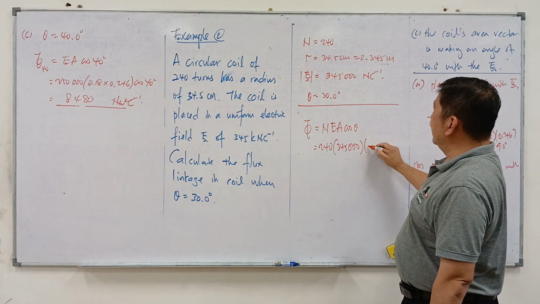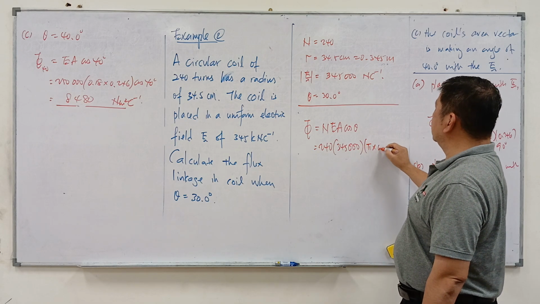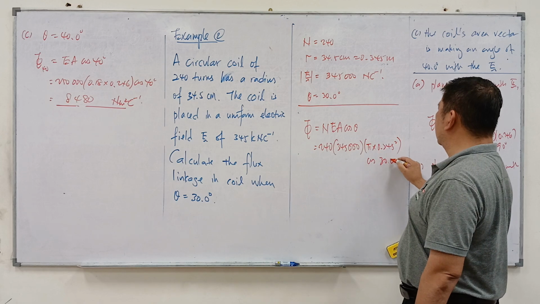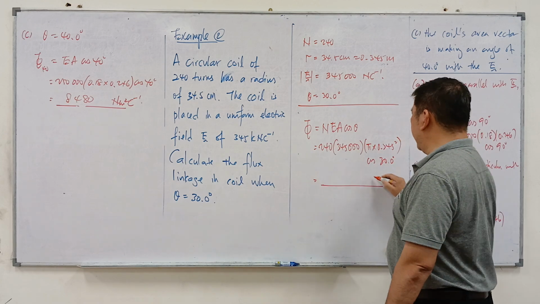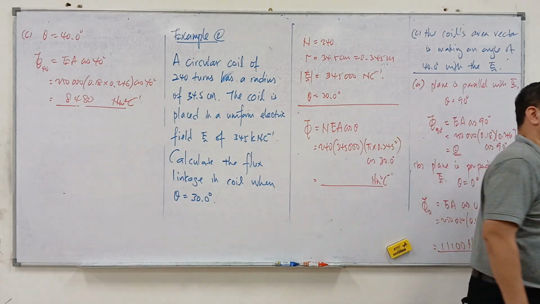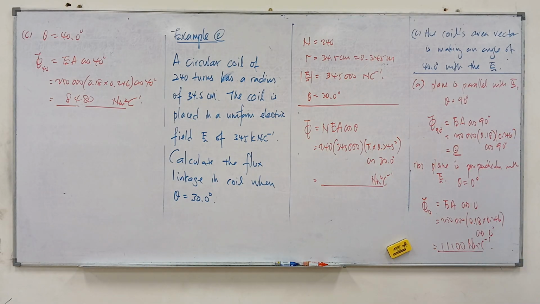240 times 345,000 times A, where A is pi times 0.345 squared, and cosine 30 degree. Okay? Calculate. Don't get the value wrong again.